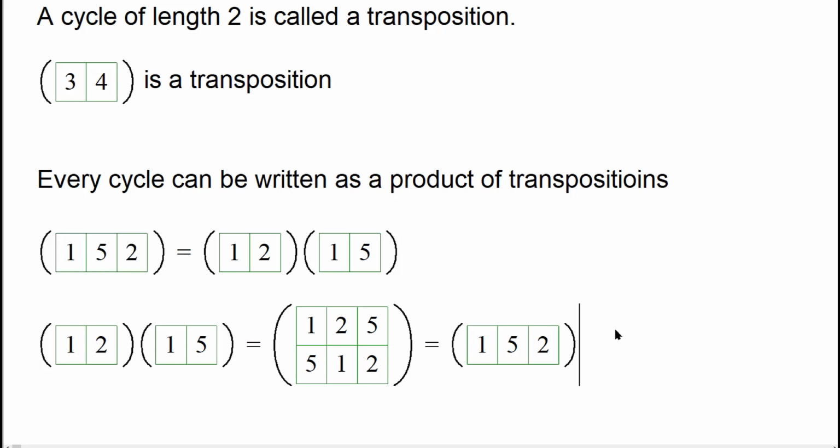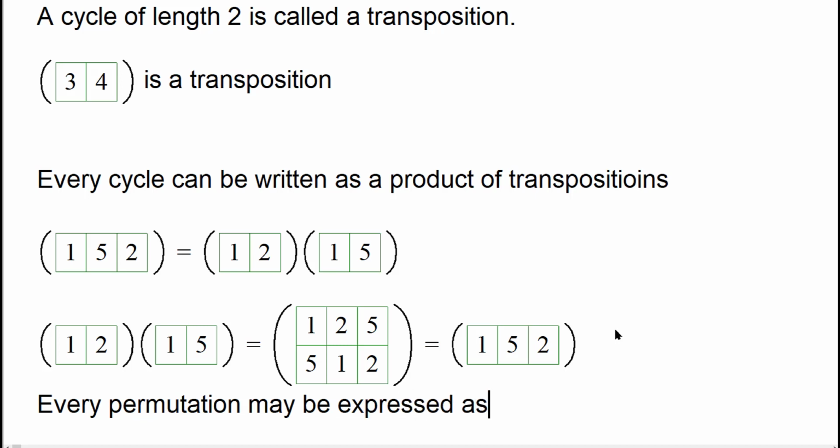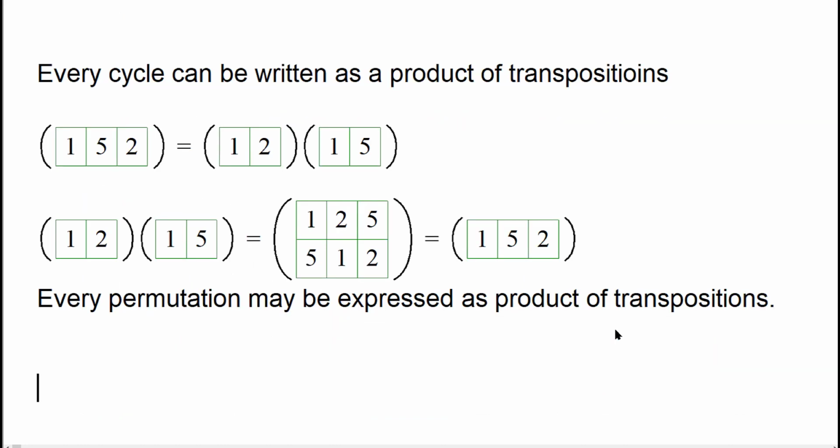So every cycle can be written as a product of transpositions, and consequently every permutation may be expressed as a product of transpositions. Now, the number of factors in a product of transpositions that we use to express it may be even or it may be odd, but it cannot be both.